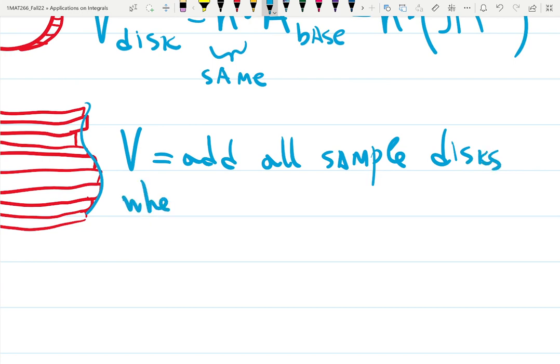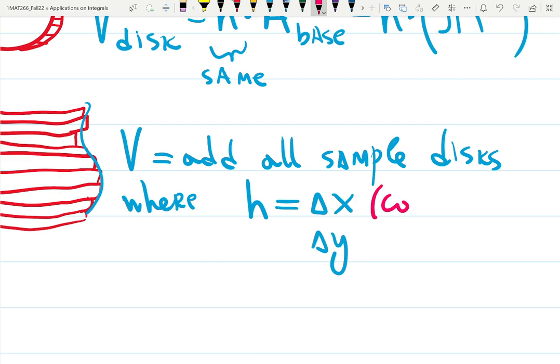Where? And let's explain what is happening here. H will be the same, and it's either delta x or delta y, depending on the case. Case 1 versus case 2. Are they standing or lying down? That's what the case is here. And I will teach you how to distinguish between cases.